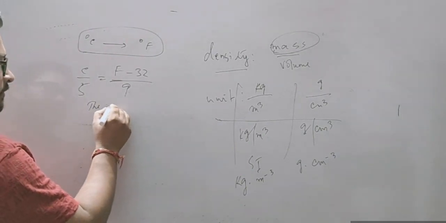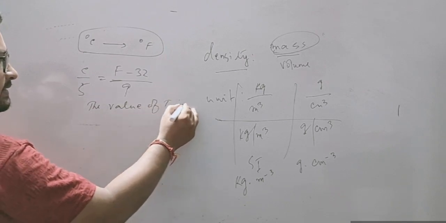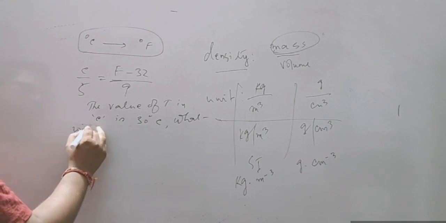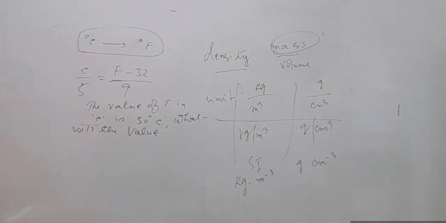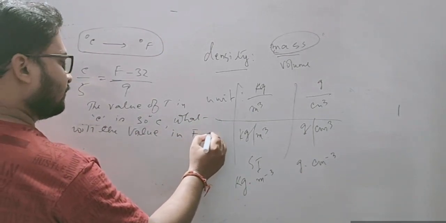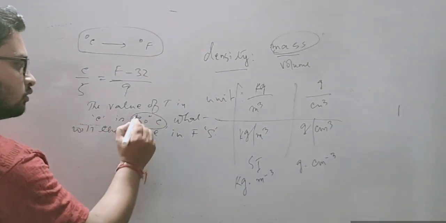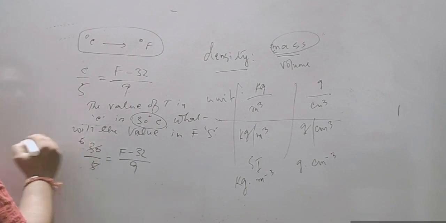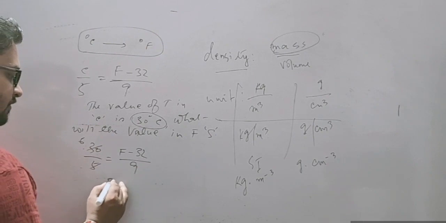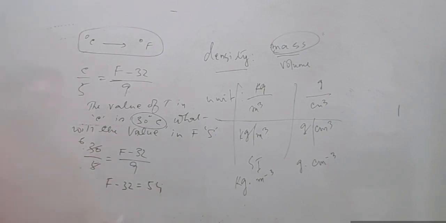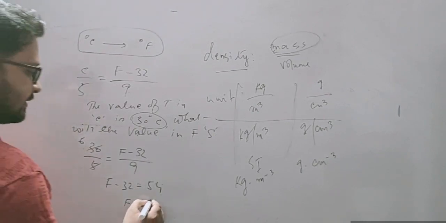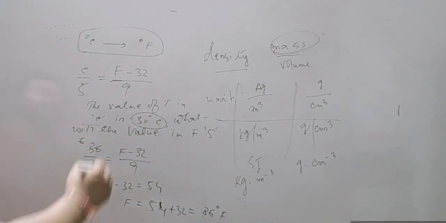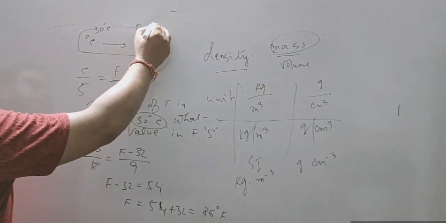the value of temperature in centigrade scale is 30 degree centigrade. What will be the value in Fahrenheit scale, okay. Just put the value: 30 by 5 is equal to F minus 32 by 9. 5 6s are 30, so 6 9s are 54. So 54 is F minus 32, and the value of Fahrenheit is equal to 54 plus 32, that means 86 degree Fahrenheit. So 30 degree centigrade means 86 degree Fahrenheit.